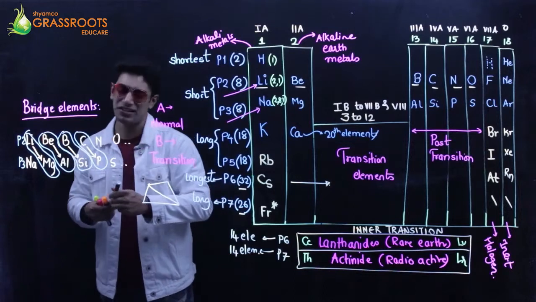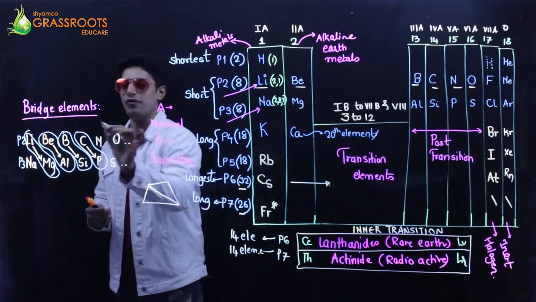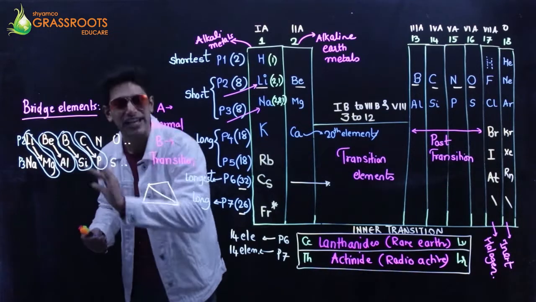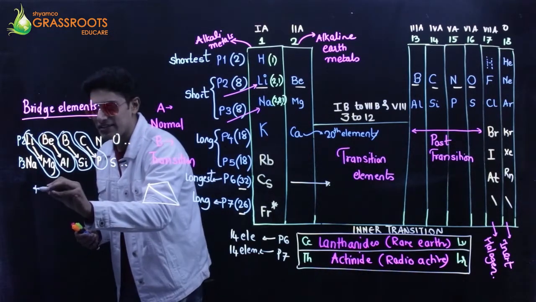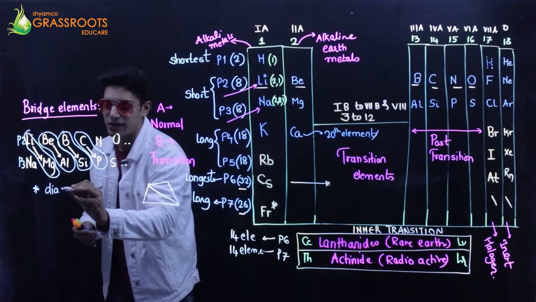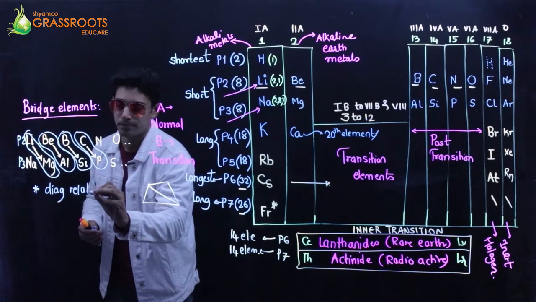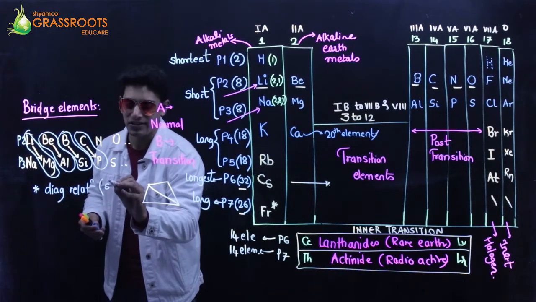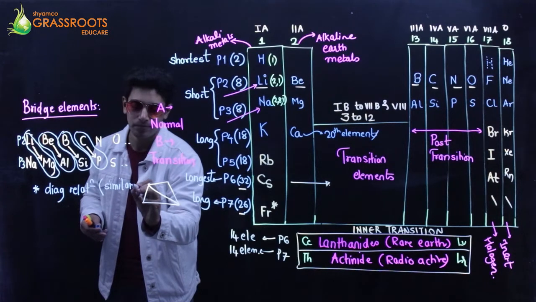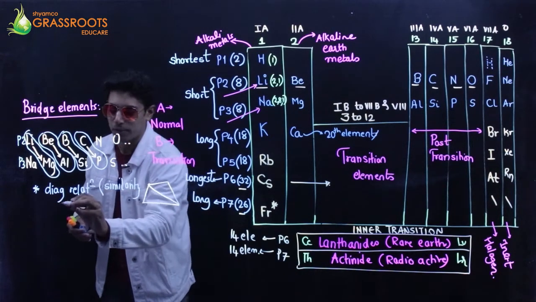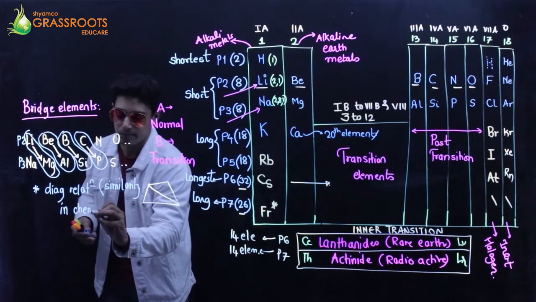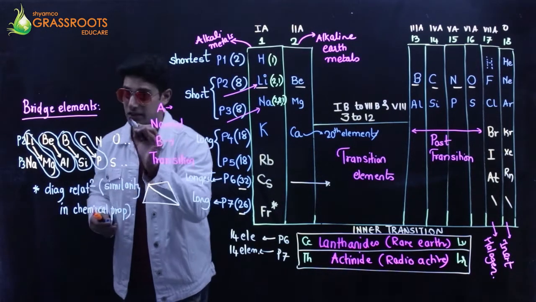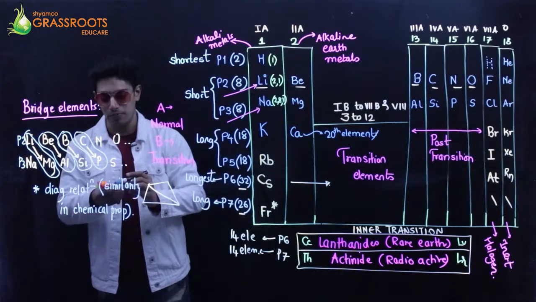So if I happen to write in short in the exam, first I need to draw this and show this representation, and I can say that there is a diagonal relationship. Diagonal relation means what? It means that there is similarity in chemical properties. Diagonally, please. All right, so this was about the bridge elements.